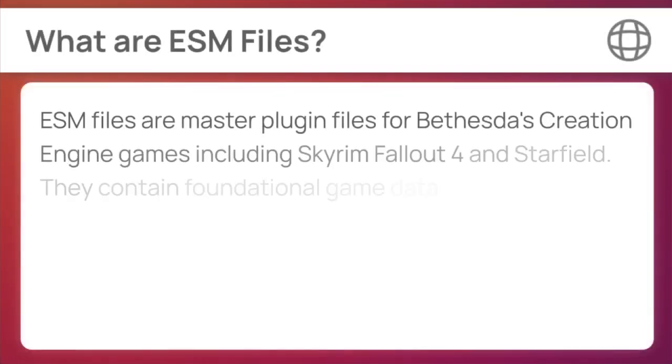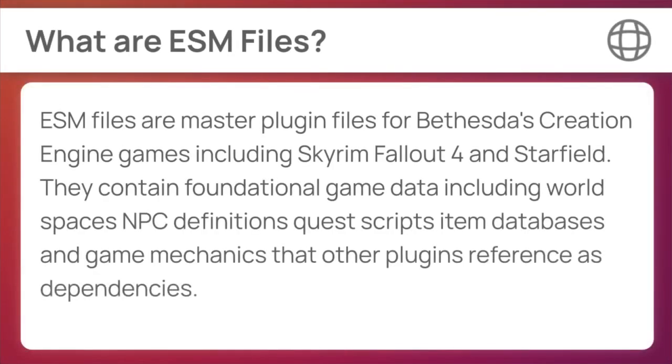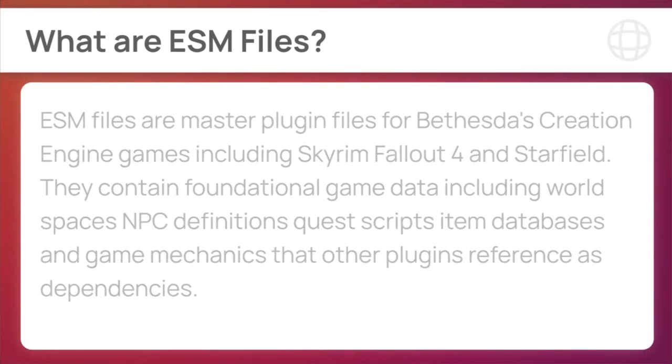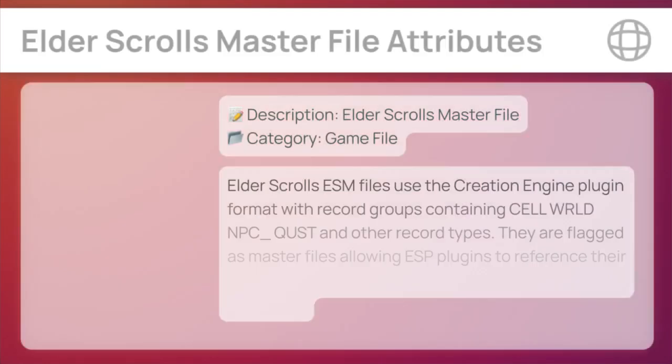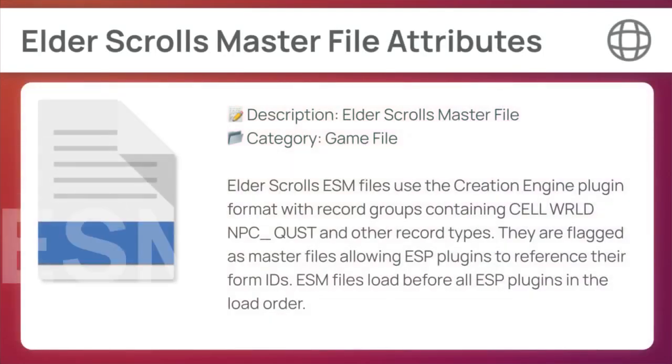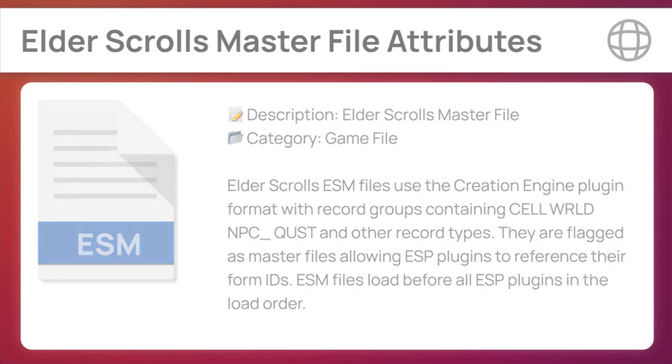ESM files are master plugin files for Bethesda's Creation Engine games, including Skyrim, Fallout 4, and Starfield. They contain foundational game data, including world spaces, NPC definitions, quest scripts, item databases, and game mechanics that other plugins reference as dependencies. Elder Scrolls ESM files use the Creation Engine plugin format, with record groups containing WRLD, NPCs, QUST, and other record types. They are flagged as master files, allowing ESP plugins to reference their form IDs. ESM files load before all ESP plugins in the load order.